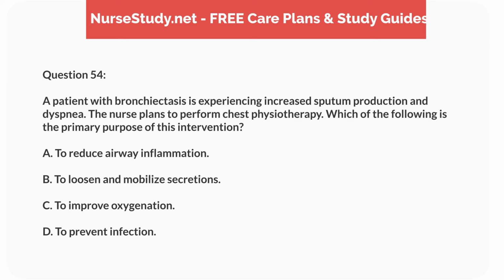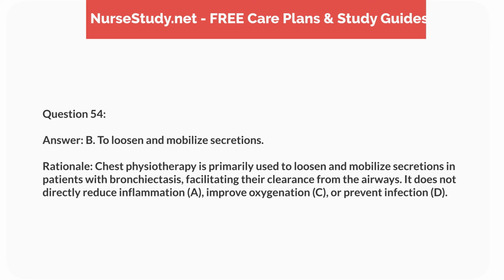Question 54. A patient with bronchiectasis is experiencing increased sputum production and dyspnea. The nurse plans to perform chest physiotherapy. Which of the following is the primary purpose of this intervention? A. To reduce airway inflammation. B. To loosen and mobilize secretions. C. To improve oxygenation. D. To prevent infection. Answer: B.